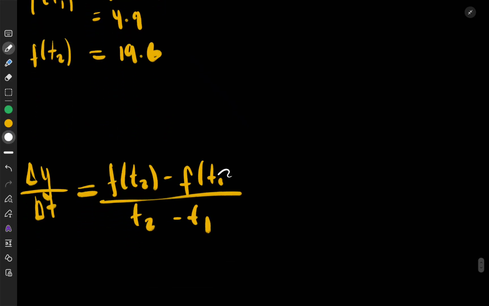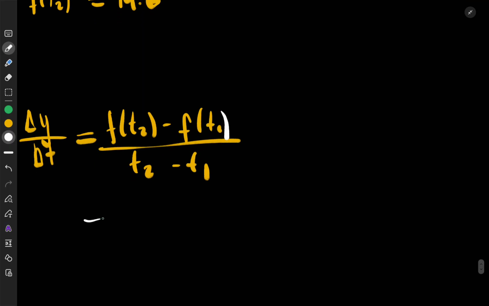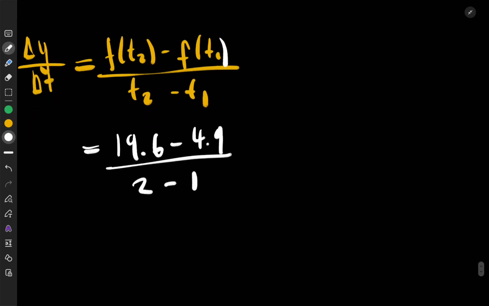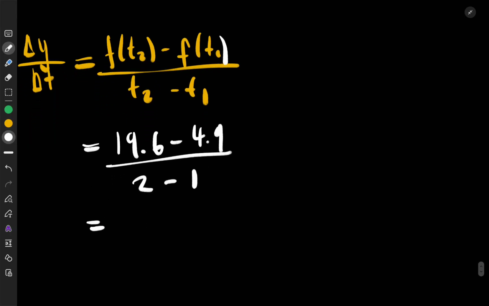We have f(t2) minus f(t1) over t2 minus t1, which is 19.6 minus 4.9 divided by, here t2 is 2 and t1 is 1, so divided by 1. Just put it in the calculator, and remember to put it in its own fraction. Open bracket, 19.6 minus 4.9, close bracket, divided by 2 minus 1, and you should get 14.7. This is your final solution, and we are done with this one.